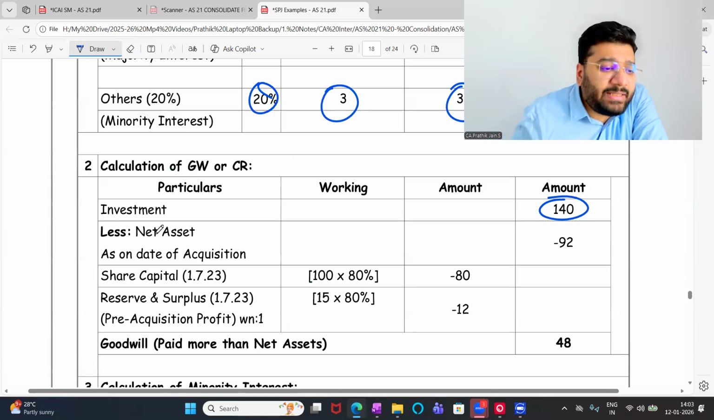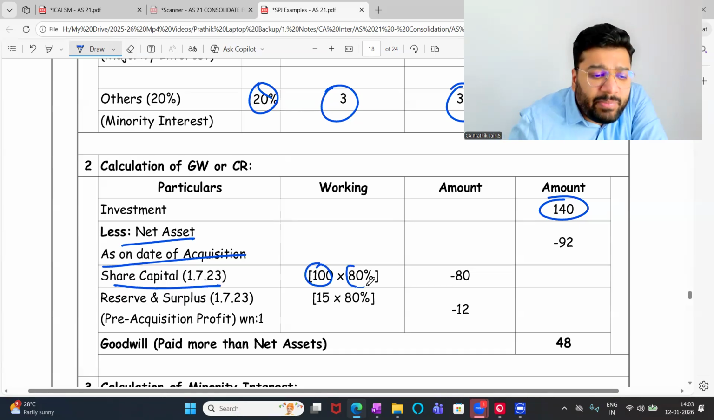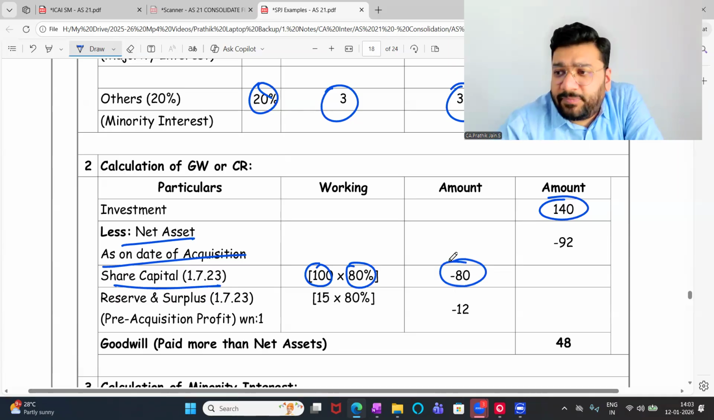Compare with the net asset. Net asset on the date of acquisition. So what is the share capital on the date of acquisition? 100 lakh is the share capital of subsidiary company. In that 80% we have acquired. So 80% of capital belongs to us. 80% of the net asset belongs to us. That is share capital part.